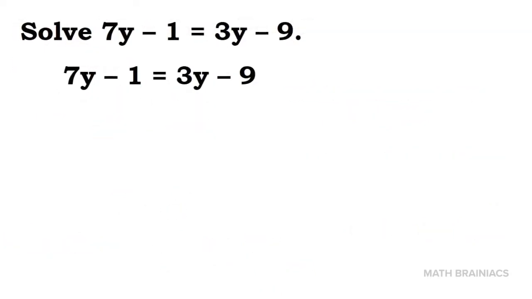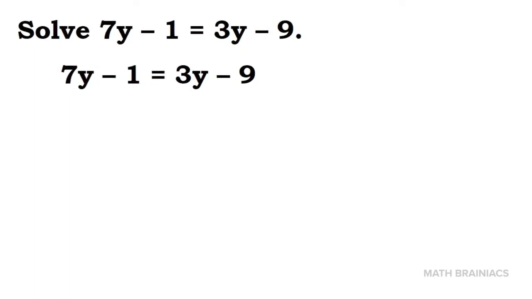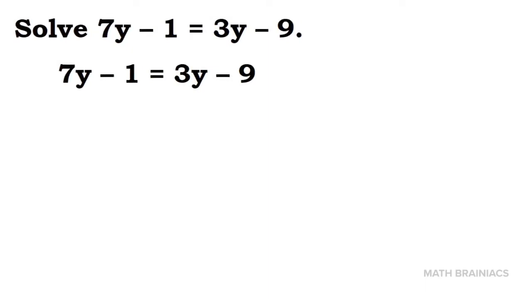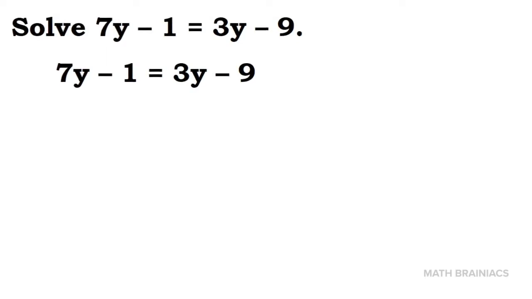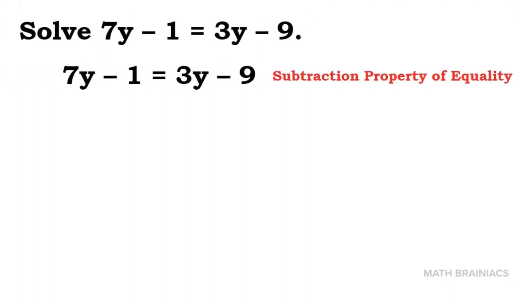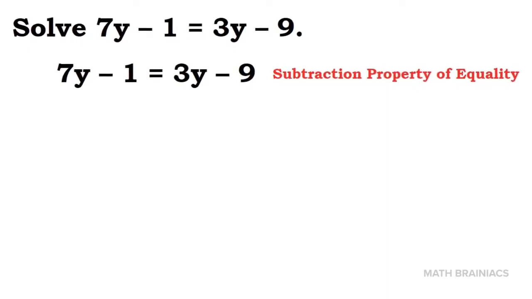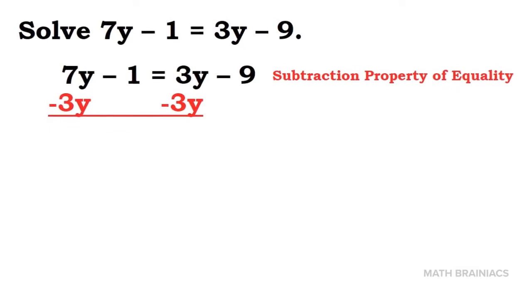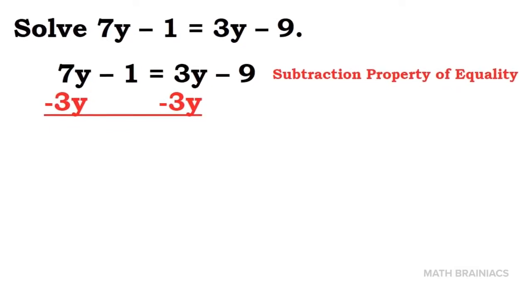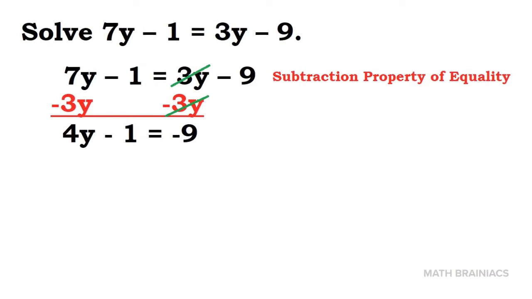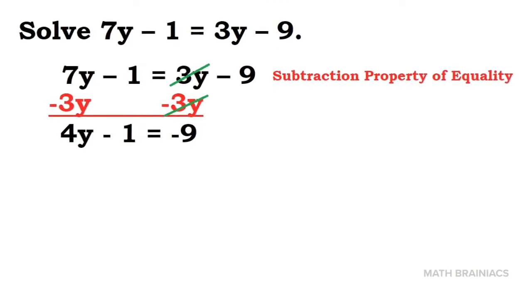Let us work on another example so that you can understand it well. Solve 7y minus 1 is equal to 3y minus 9. Rewriting the equation below, 7y minus 1 is equal to 3y minus 9. What property are we going to use to solve for y? Let us use first the subtraction property of equality to eliminate 3y on the right side. Subtracting 3y on both sides of the equation, we can cancel out the 3y on the right side and 7y minus 3y is equal to 4y.